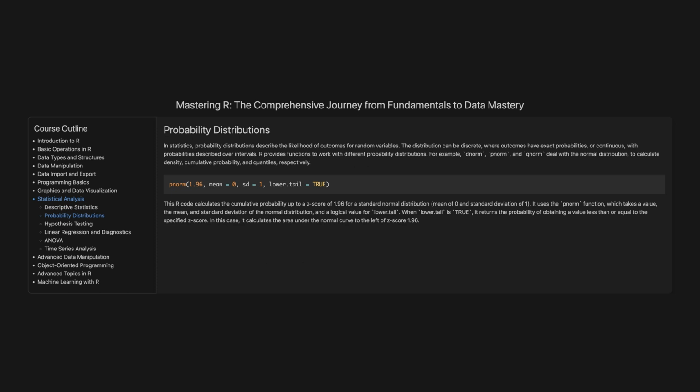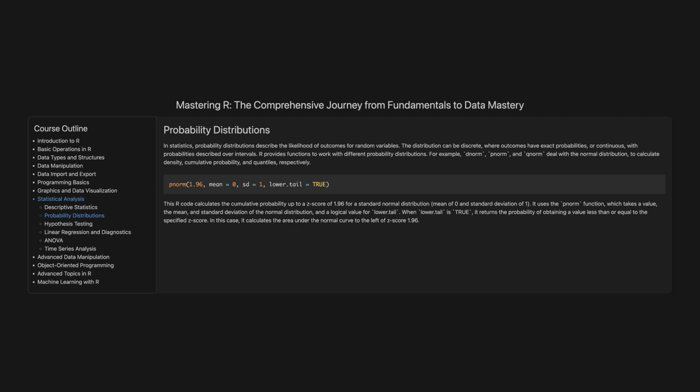Probability distributions. In statistics, probability distributions describe the likelihood of outcomes for random variables. The distribution can be discrete, where outcomes have exact probabilities, or continuous, with probabilities described over intervals. R provides functions to work with different probability distributions. For example, dnorm, pnorm, and qnorm deal with the normal distribution to calculate density, cumulative probability, and quantiles, respectively.